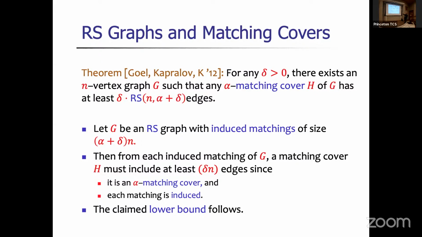Okay. And the idea is very simple. If you look at any induced matching, it has size alpha plus delta times n. In order to be a cover for just this induced matching, you need to store delta n edges. If you leave out more than delta n edges, then I will have a violating set. Okay. And I'm strongly using the fact that these matchings are induced. So that's it. It's just as simple as that.